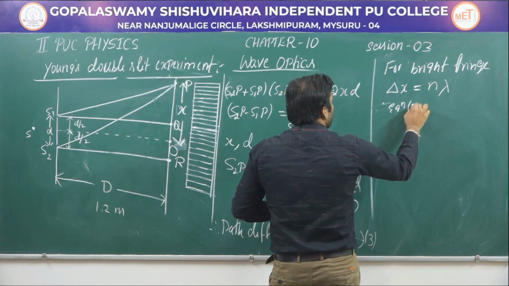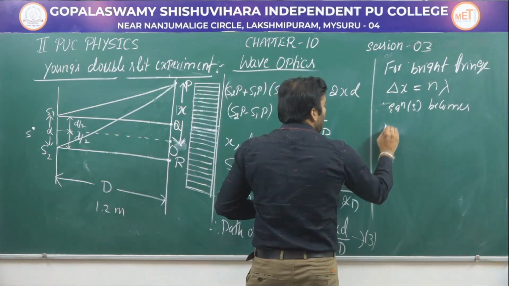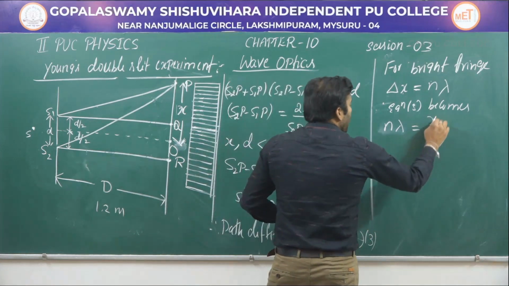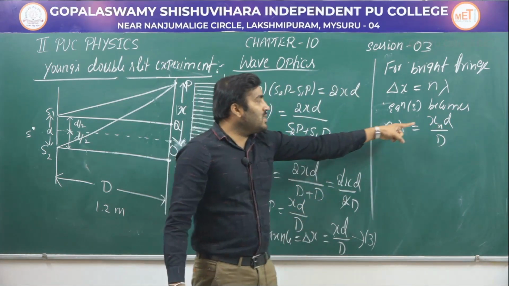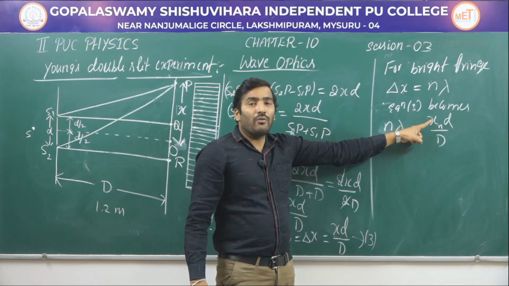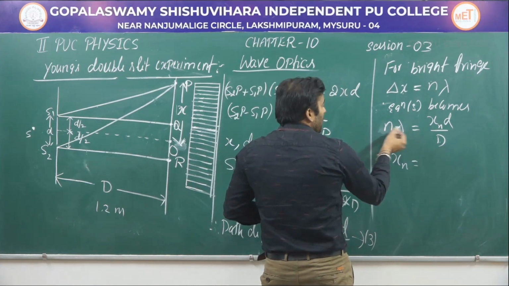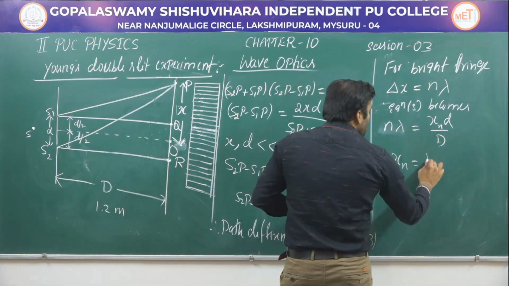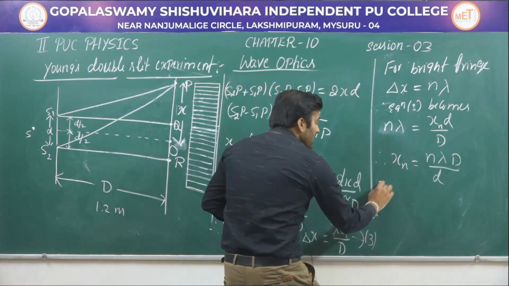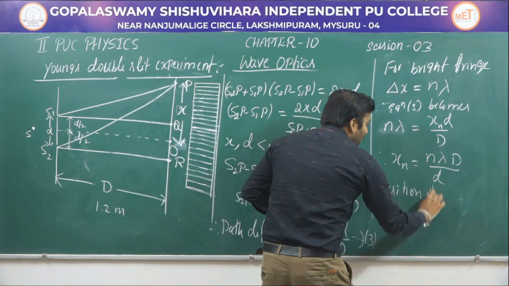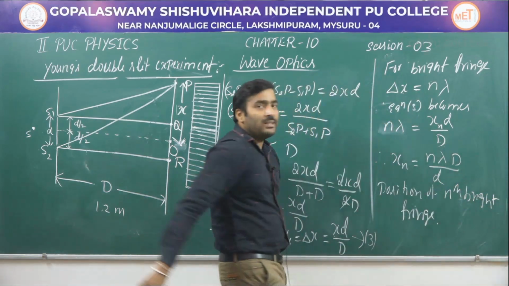Therefore equation 3 becomes, for this condition, instead of delta x I will write n lambda. Therefore n lambda is equal to x into d divided by D, where this x is written as xn, which means the position of the nth fringe, the position of the nth bright fringe. Therefore xn is equal to, take this d towards this side and this D towards the denominator. So we get n lambda into capital D divided by d. This expression is the position of the nth bright fringe.